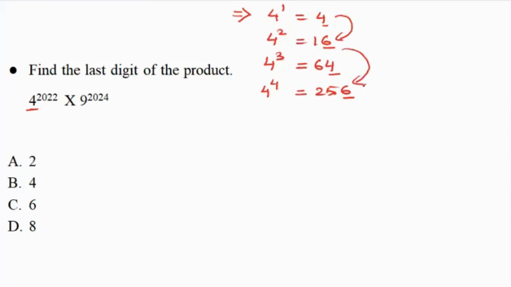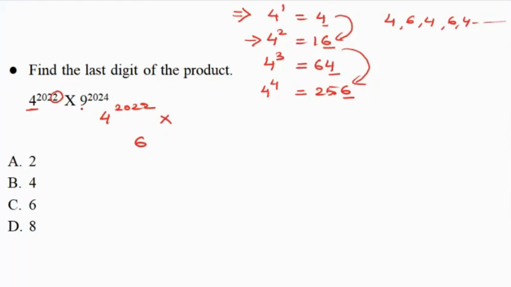Correct? So what we can see is that the last digits of the powers of 4 repeat in a pattern. Okay, what is the pattern? They repeat like 4, 6, 4, 6, 4, 6, like that it goes on. Correct? And for the power 2022, which is even, 4 raised to the power 2 is 16, and the last digit is 6 only. So for 4 raised to the power 2022, the last digit has to be 6 only.